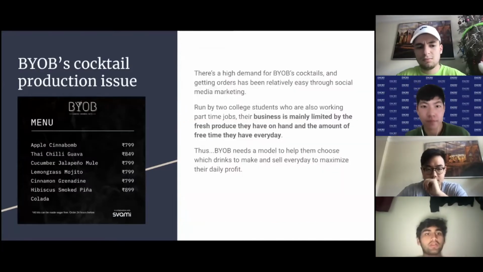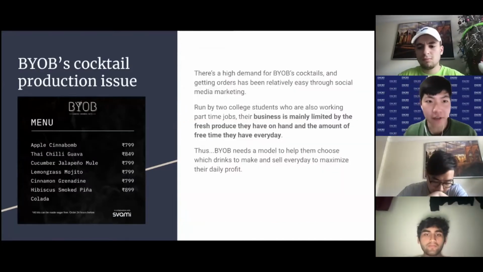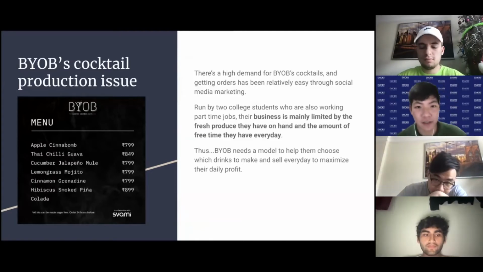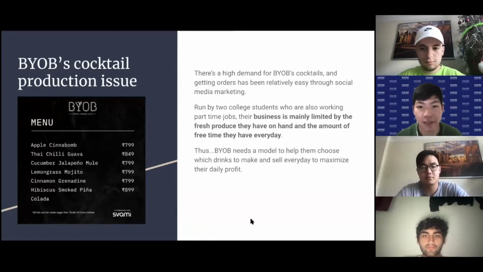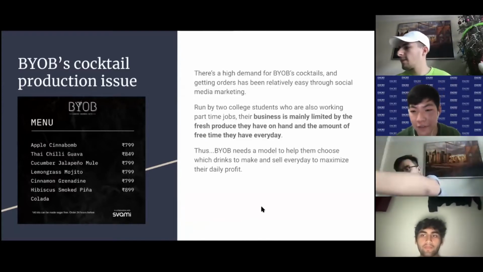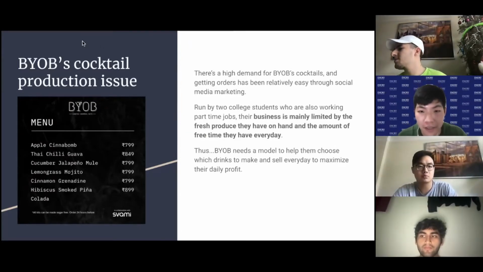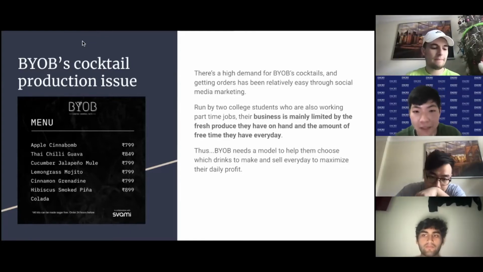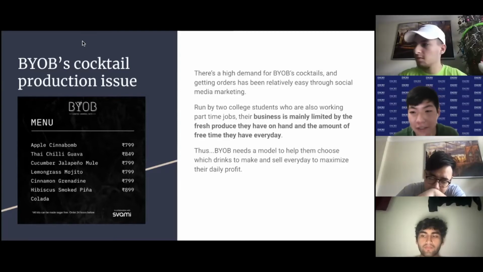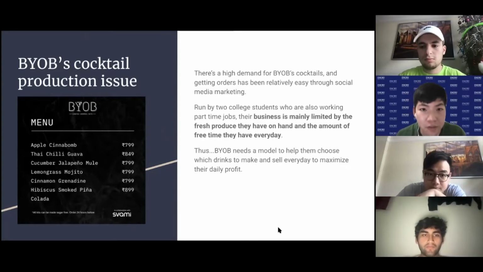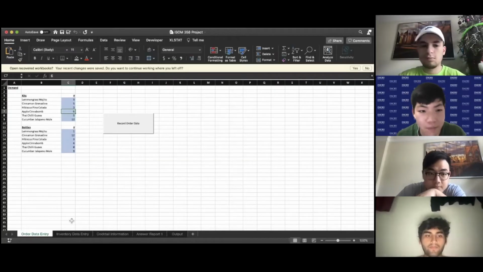So Tyson, do you want to talk us through that, please? Yeah, so as Manav mentioned, the business is run by two college students, and they're mainly limited by the number of free time, open hours that they have every day to make drinks. So they need a model that can help them choose which drinks to make and sell every day in order to maximize daily profit. And this is important because they have tons of demand, but just a limited amount of time to make drinks.